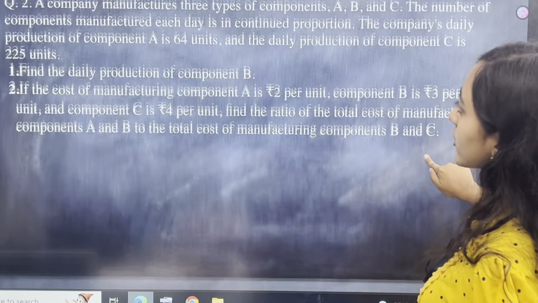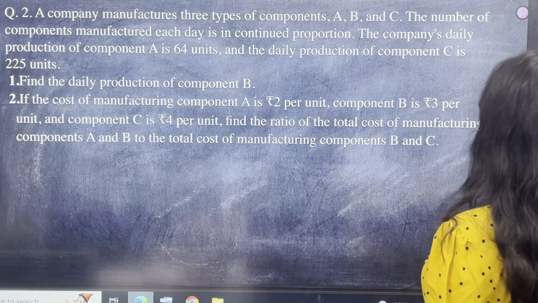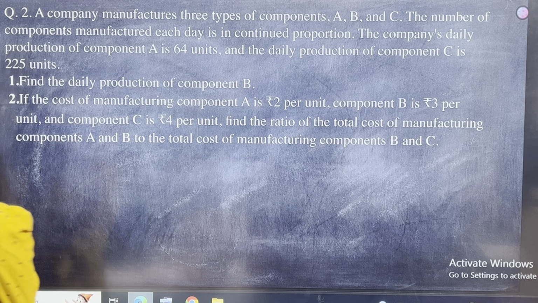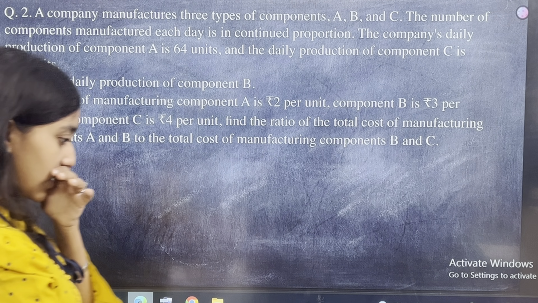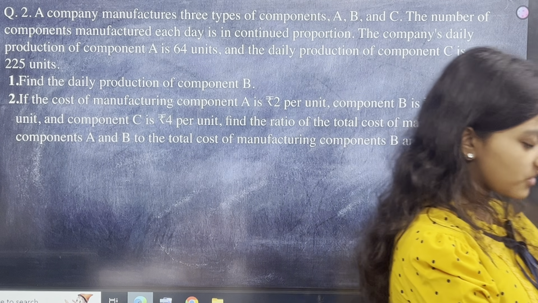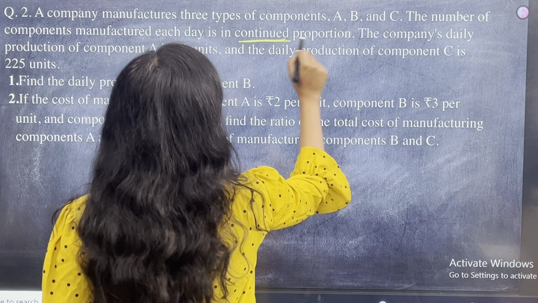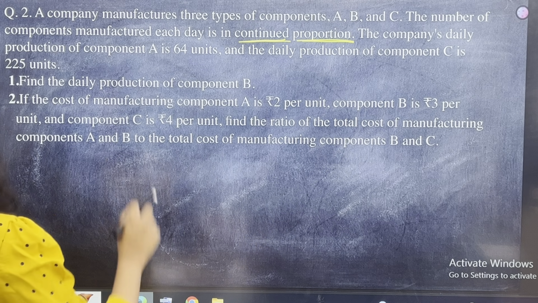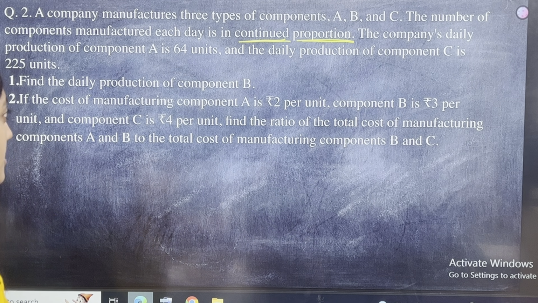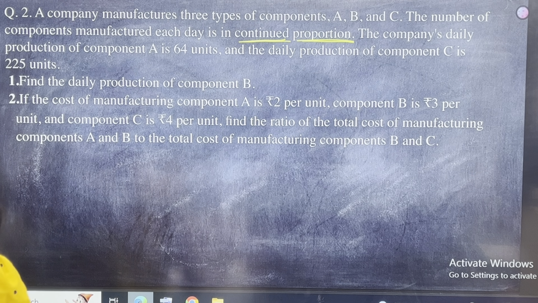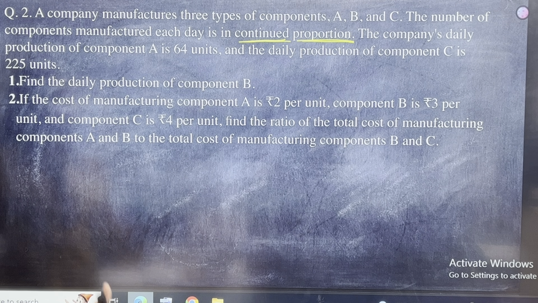Let us go to the next question for the day. It says that a company manufactures three types of components, A, B, and C. It's a word problem sort of question based on application of the concepts that you have learned, and it's pretty easy. Let's see. The number of components manufactured each day is in continued proportion. I told you that this is important. The company's daily production of component A is 64. The daily production of component C is 225. The first question which they are asking is find the daily production of component B.